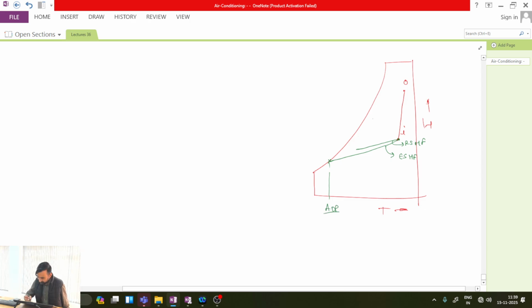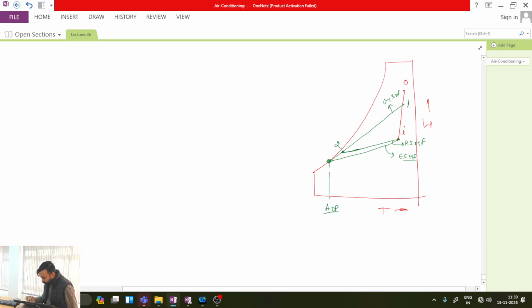What it means? My GSHF and ESHF will be meeting the saturated curve at the common point, which will be my apparatus dew point temperature. Is this point clear? And we also know that the common solution of RSHF and GSHF represents nothing but my actual supply state 2. Okay.